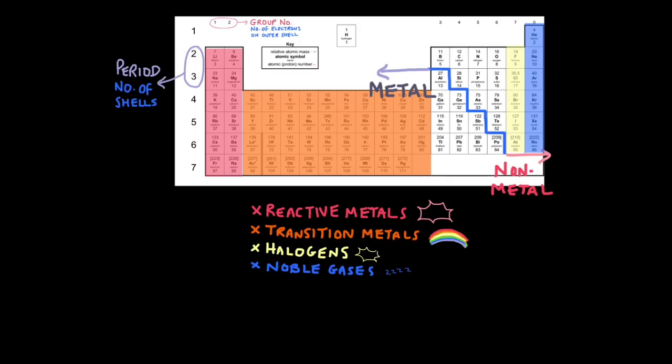Just to summarize, here we'll find the reactive metals in groups 1 and 2. In the middle, we find that rectangular block of elements called the transition metals, and they can be identified because they can form colored compounds. On the right-hand side, we find the most reactive group of non-metals called the halogens, that's group 7. And then finally, we find the noble gases or the inert gases, which are basically very boring, lazy elements which don't react whatsoever.